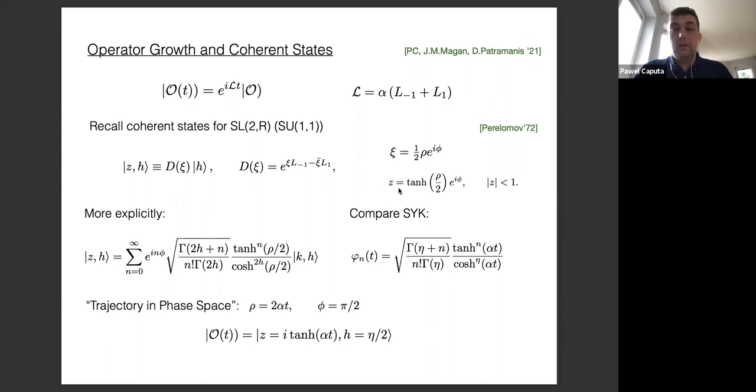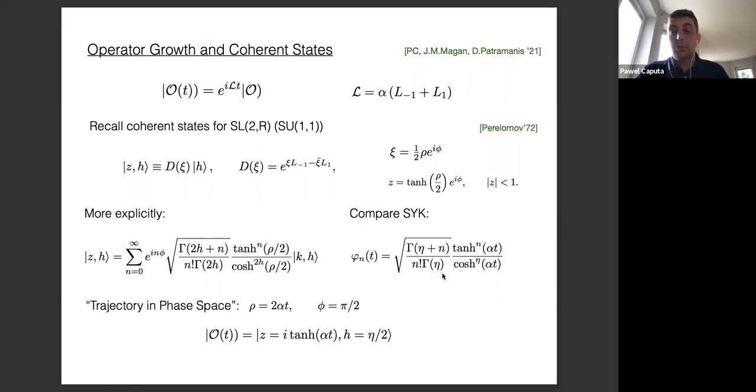And then we can also write a complex coordinate z that is given by tanh(rho over 2) times e to the i phi. For SU(1,1), or SL2R, these coherent states parameterize the unit disk. So we are interested in the family of coherent states labeled by z and h, such that z is within the unit disk. Now if you stare explicitly at this coherent state for SU(1,1), or SL2R, these are the so-called Perelomov coherent states. This is given by this form.